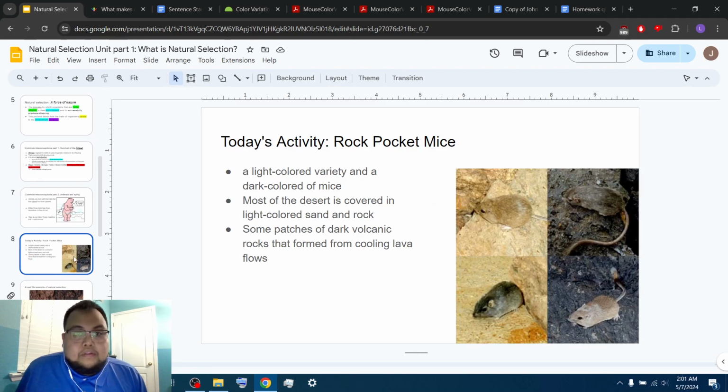So today's activity that we're going to be doing to show how natural selection works is going to be a case study about a group of mice in the desert. Right? So today's activity is going to be on rock pocket mice.